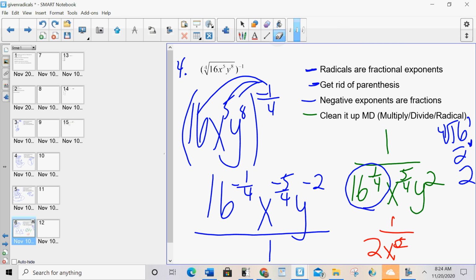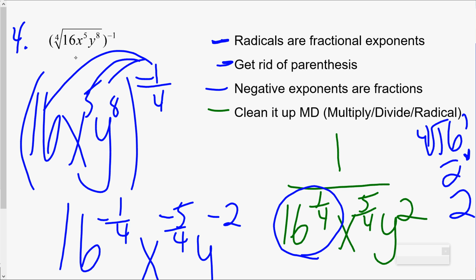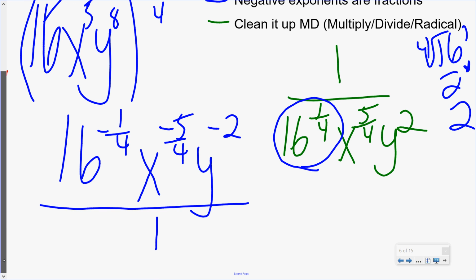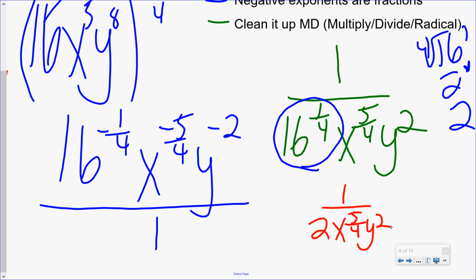Oh, this is getting sloppy. It's hard to write when I'm down here at a space. Let's see if I can make it bigger. 1 over 2x to the 5 over 4 y squared.